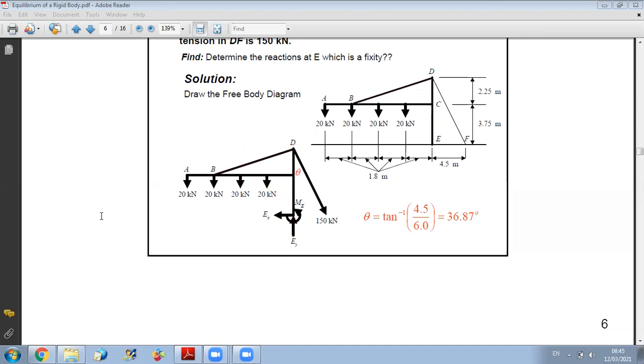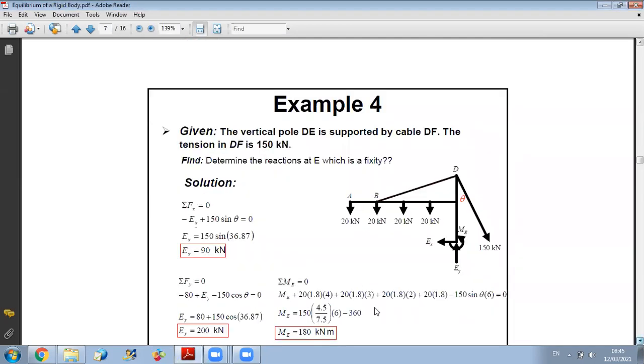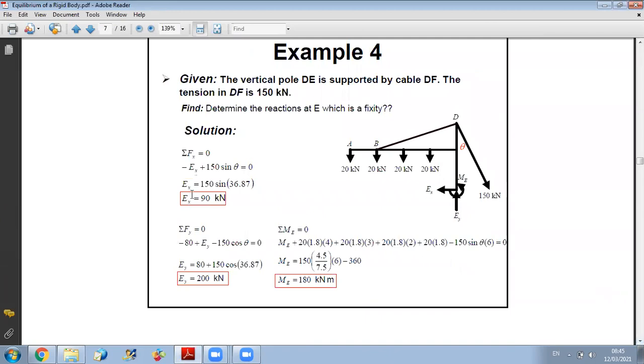So let us see the solution. So first, as we did, sum of x, sum of y to get Ex, Ey. Now for sum of moments, I selected to do sum of moment about E instead of D. It's also feasible. Try to do it and you will see that you will get in both methods the same result. If you do sum of moments about E, you will cancel the moment of Ex, Ey, and the Y component of the tension in the cable will not do a moment about E. You will only have the moment of Dx, the tension in x.